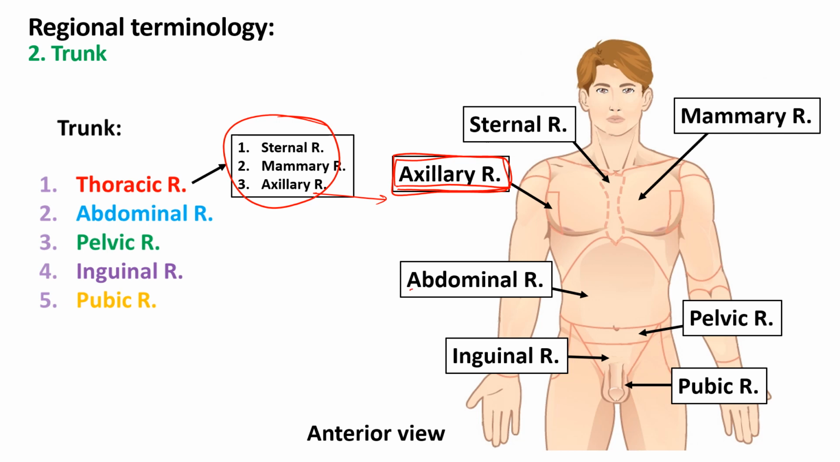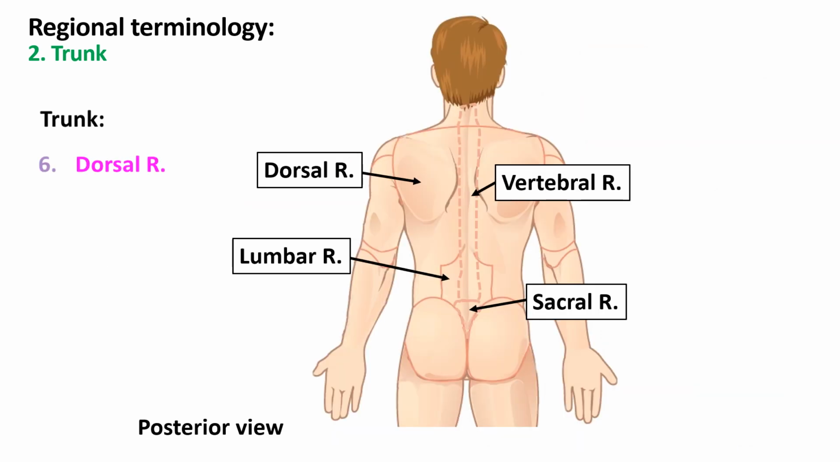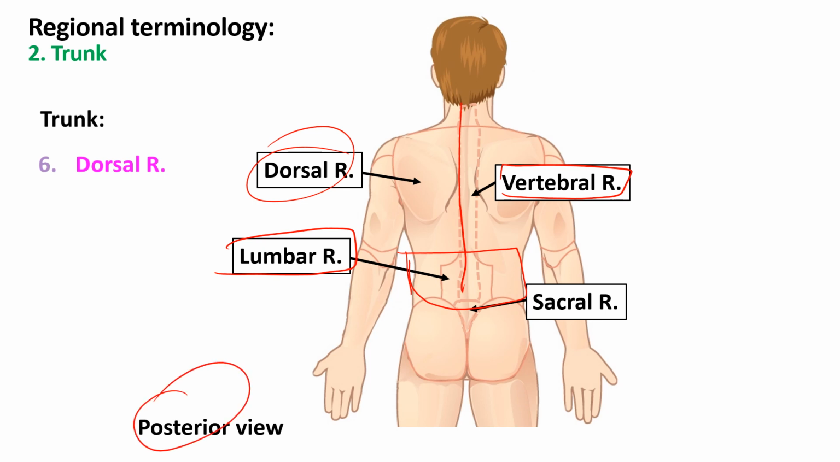Now the rest are the ones that we just discussed: abdominal, pelvic, pubic, inguinal region. Here in the dorsal region, we can name this area where all the vertebrae are located. That is the vertebral region. We have the lumbar region here in the lower back. Now you will also see the abdominal region in front, in the anterior view. This is the posterior view, but in the anterior view, we have the abdomen at this level.